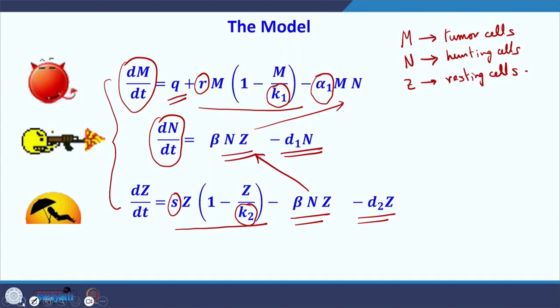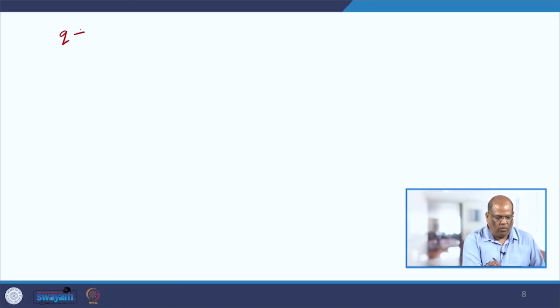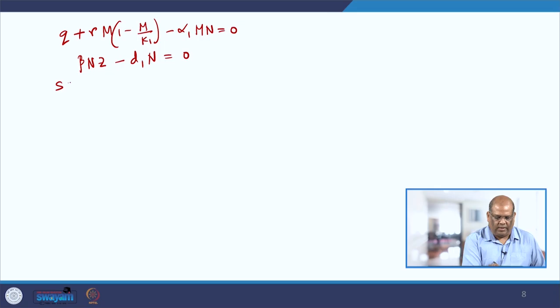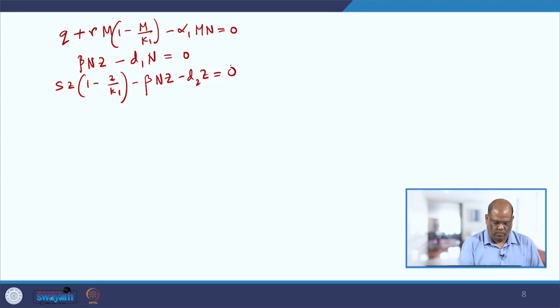To find the equilibrium solution, we have to put Q plus R M (1 minus M by K1) minus alpha 1 M N equal to 0, beta N Z minus D1 N equal to 0, and S Z (1 minus Z by K2) minus beta N Z minus D2 Z equal to 0. Quickly, let us check this one. Yes. So, you solve this and you get the corresponding equilibrium points. In this case, we will get 3 equilibrium points.